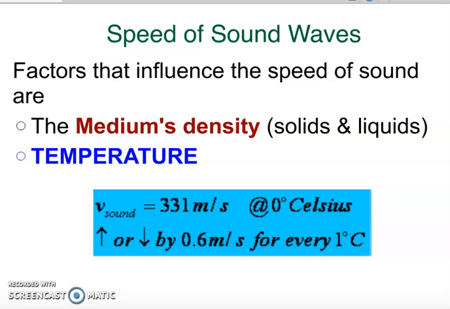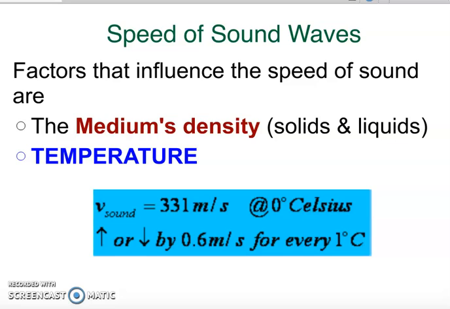The other factor is temperature. So the warmer the temperature is in a space, the quicker or faster those sound waves are going to travel. And it's about 0.6 meters per second faster or slower for every 1 degree Celsius change in temperature. So at 0 degrees Celsius, the speed of sound is 331 meters per second.